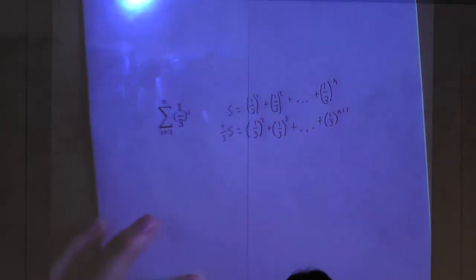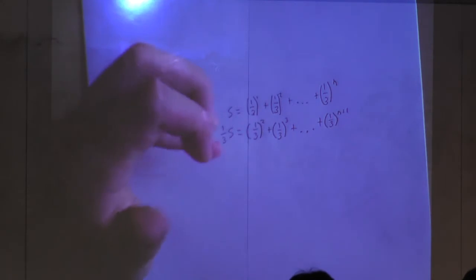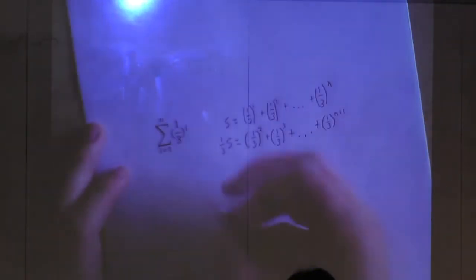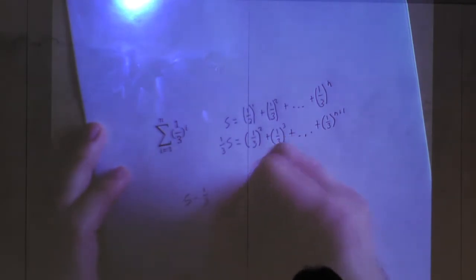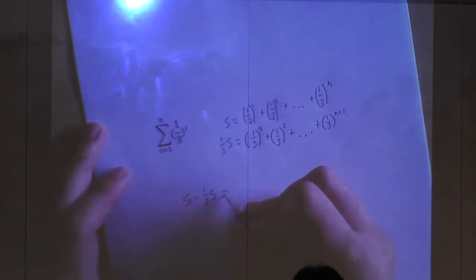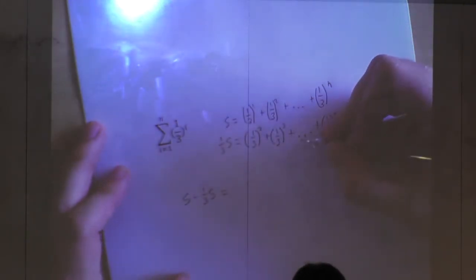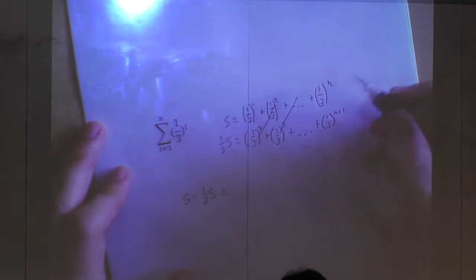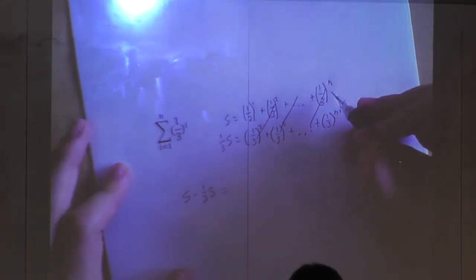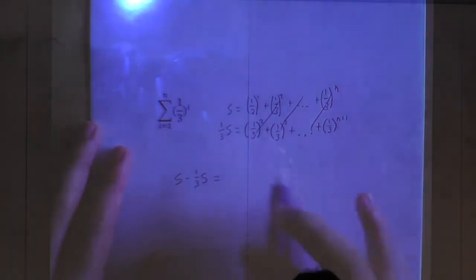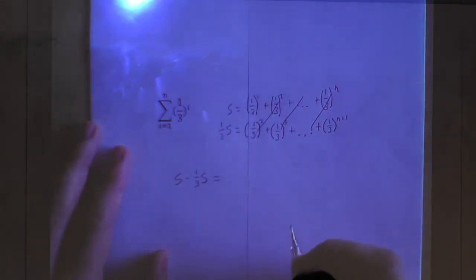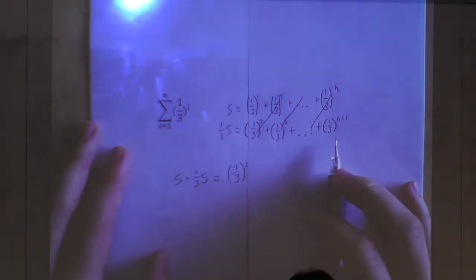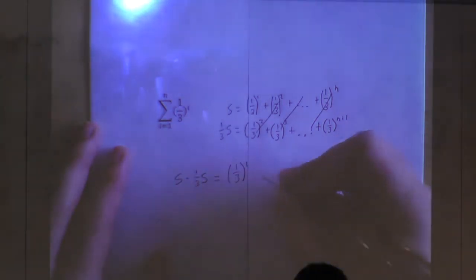Now, you can do this either way, but I'm going to take s and subtract 1/3 s. So that's going to give us s minus 1/3 s, and that's going to be equal to this minus this. If we cross out the matching terms, what we're going to have left is (1/3) to the 1, and then on the end, we're subtracting (1/3) to the n plus 1.